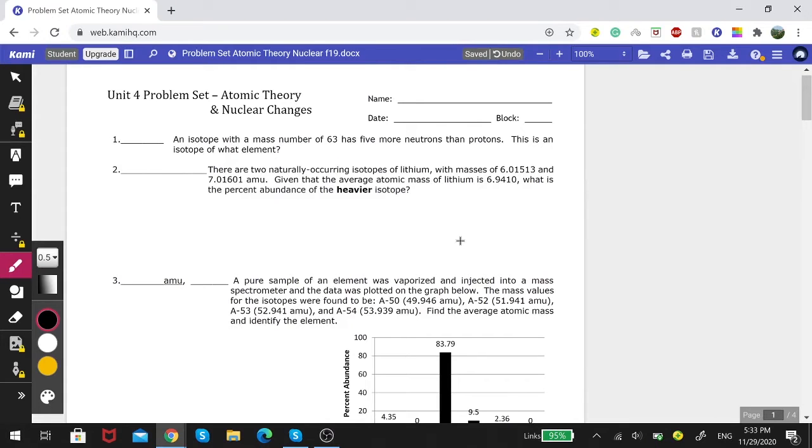Hi, this is the Unit 4 problem set and also the Unit 4 review for everything we did in Unit 4. First I'm going to slowly go through this so you can get an idea of what it's like, and then we're going to start doing this.